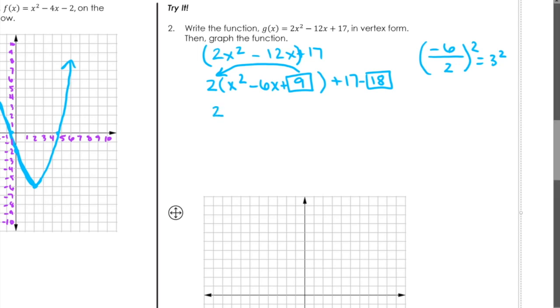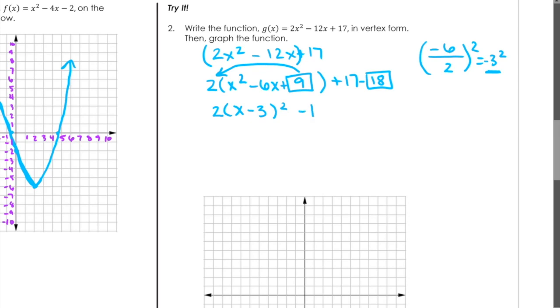So now I have 2, and now I have my parentheses. So remember, the parentheses is just going to be whatever this first number is, and that was a negative 3. Because negative 6 divided by 2 gave us negative 3. I close that parentheses, put a 2 at the top. 17 minus 18, well, that's a minus 1.